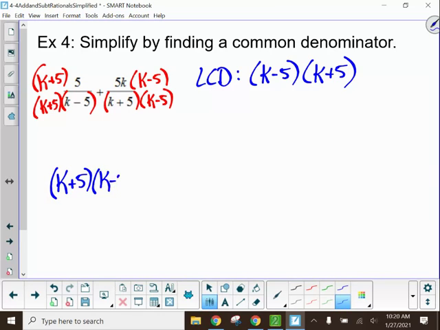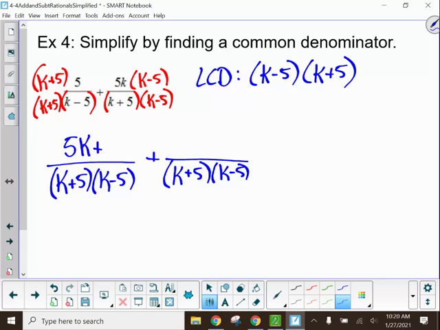You do not have to FOIL your denominators. You can leave them as the two sets of parentheses. In fact, I highly suggest you do not multiply them because it'll make it more likely that you'll see if something needs to cross out in your solution. So the k plus 5 times 5, I have to distribute that 5. That's going to give me 5k plus 25. The second fraction, I have to distribute the 5k to the k minus 5. That's going to be 5k squared minus 25k.